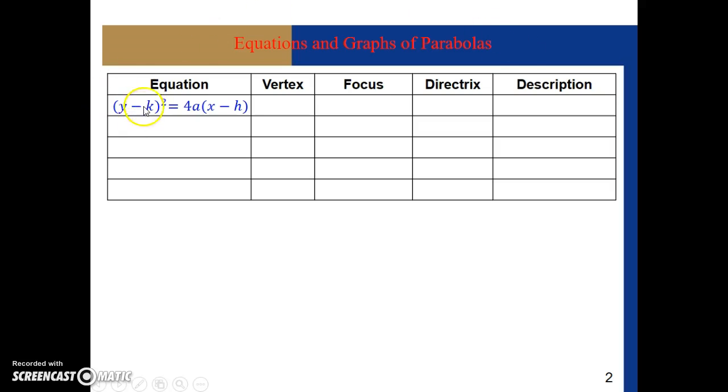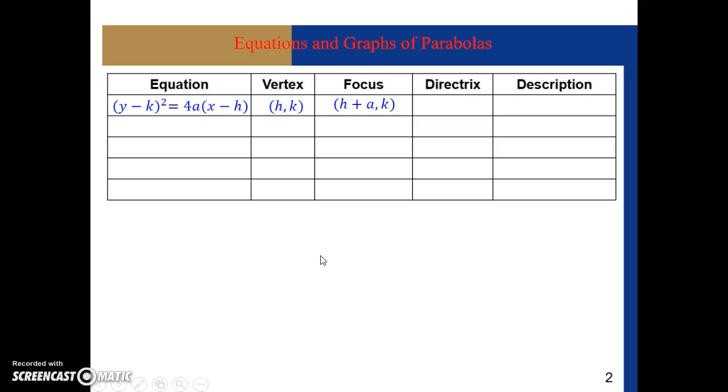Here we have a squared y term, and we have an x term that is to 1 degree. So the vertex for this is (h, k). The x-coordinate of the vertex is h, which is found right here in the equation, and the y-coordinate for the vertex is k, which is found right there.